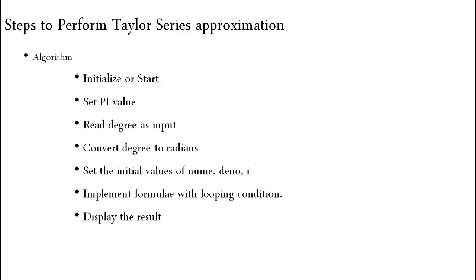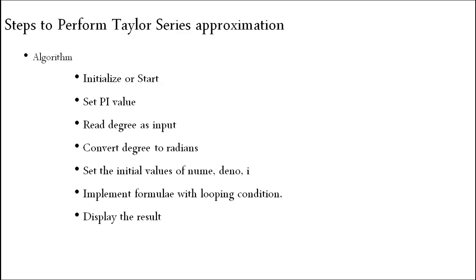So once degree is given as input, you have to write a function in such a way that you convert the degree into radians. Only with that value can we go through with the formula. We can't directly take degree into the formula, so we have to convert degree to radians. After converting, set the initial values of numerator, denominator, and i. Whatever the prerequisite values are, we have to set them at the initial level.